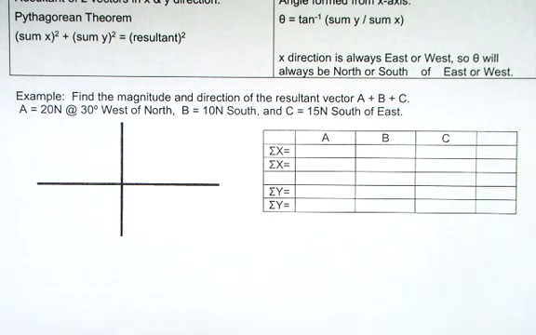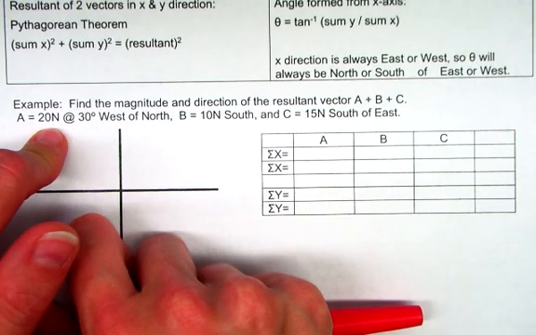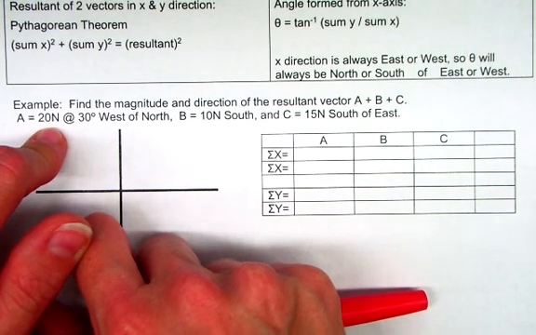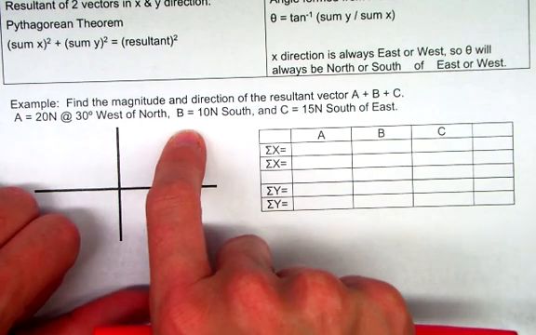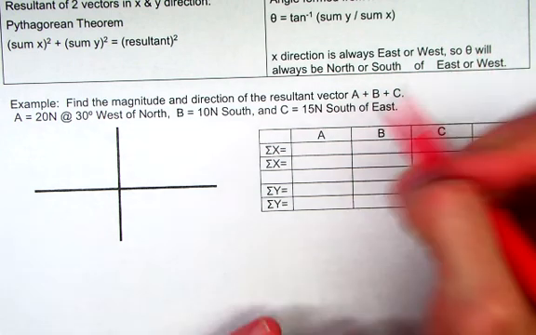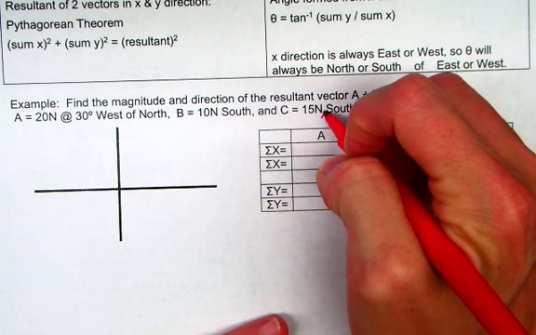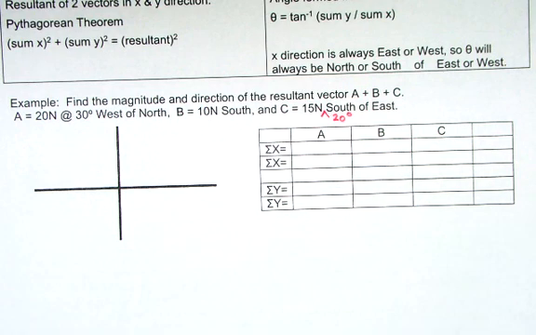So the first vector A is 20 newtons. You guys don't know this unit yet. This is a force unit, but this is the direction we're going. So this is 20 newtons at 30 degrees west of north. And then we have for B, 10 newtons south. And then for C, 15 newtons, and I left off the angle measure, so that's going to be 20 degrees south of east.